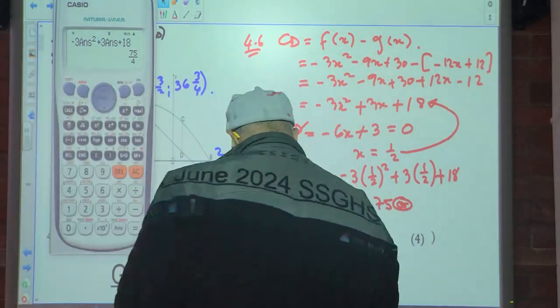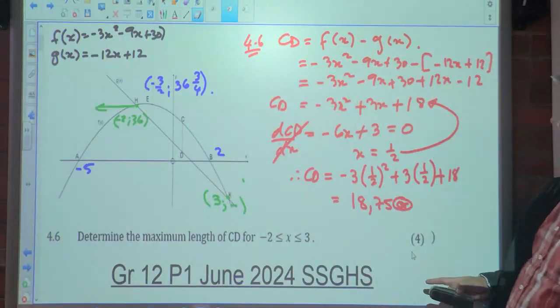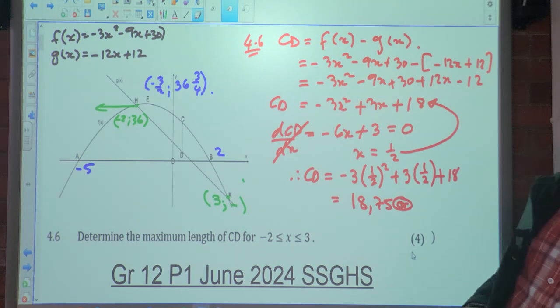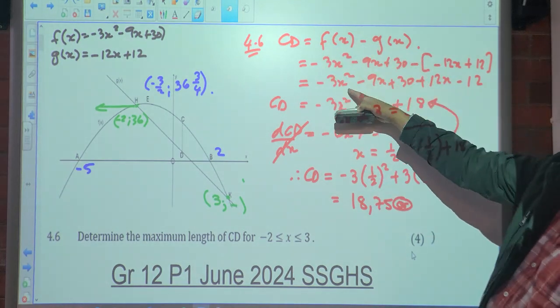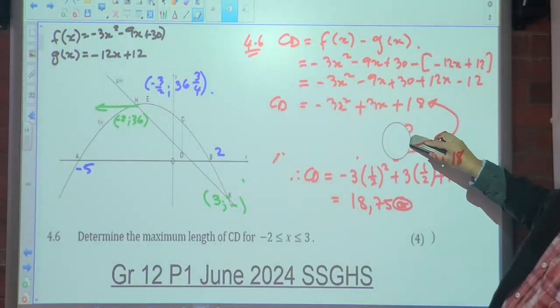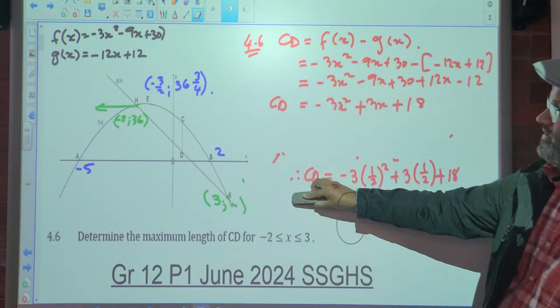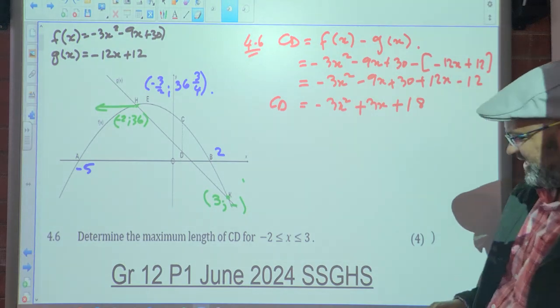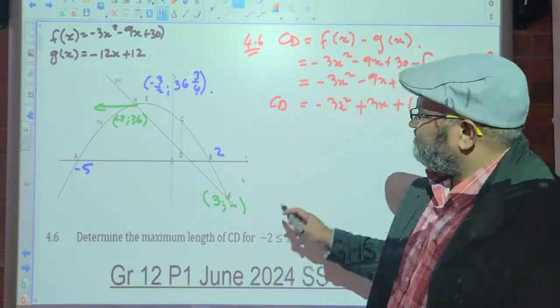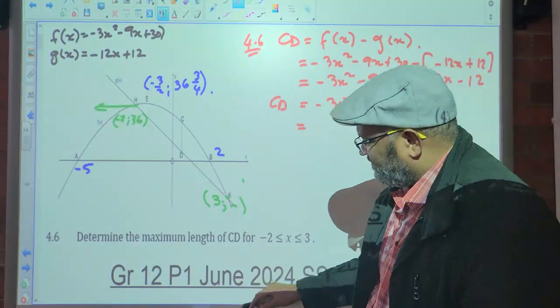Another way I could have done exactly the same thing was I could have completed the square. So what I do is I first say CD is going to be the top graph minus the bottom graph. I then get CD to be negative 3x squared plus 3x plus 18. And what I do is I complete the square. I take out negative 3 as a common factor.